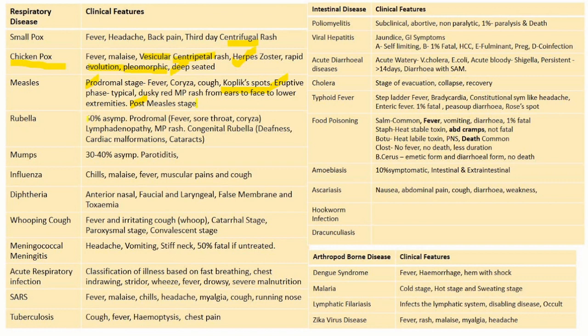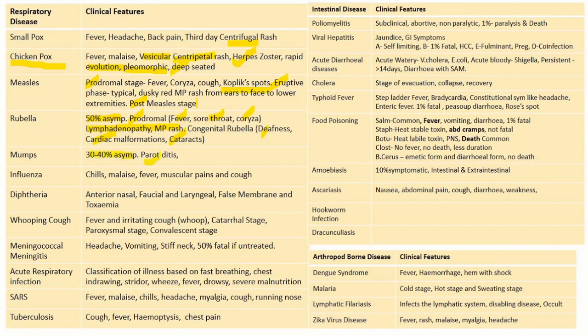Rubella, 50% of the infections will go asymptomatic. Here the stages are: there will be a prodromal stage, then a stage with lymphadenopathy and maculopapular rash. This prodromal phase is associated with fever, sore throat, and coryza. For congenital rubella, it is deafness, cardiac malformations, and cataracts. That is the triad of congenital rubella, when it affects pregnant mothers.